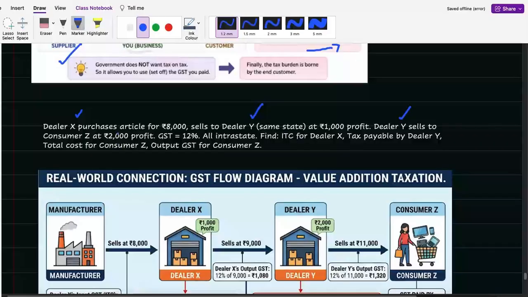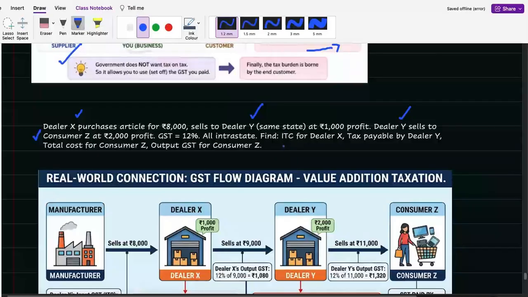So many hands are getting shifted, and ultimately the product is reaching the consumer who is consuming that product, consumer Z, at 2,000 profit. You got this? 8 plus 1, 9, 9 plus 2, 10,000 is the selling price of that item now to the final consumer. GST is 12%, and it is intrastate, so 6% CGST, 6% SGST.